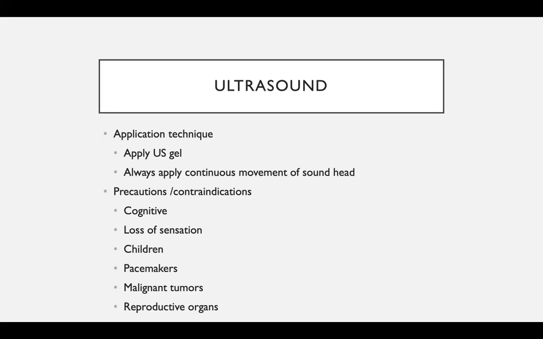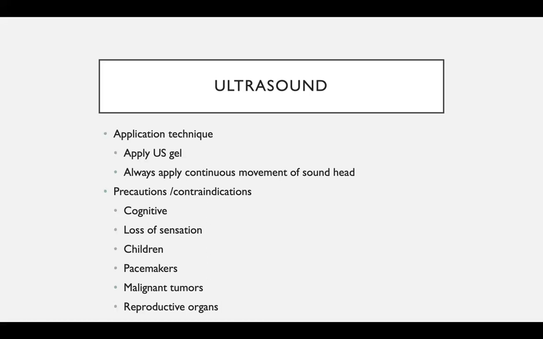Precautions and contraindications include cognitive ability, loss of sensation, children, pacemakers, malignant tumors, and reproductive organs. Again, you don't want to apply ultrasound to somebody who may not be able to tell you if it's uncomfortable due to their cognitive ability. Loss of sensation, again, they won't be able to tell you if it's overheating or uncomfortable.